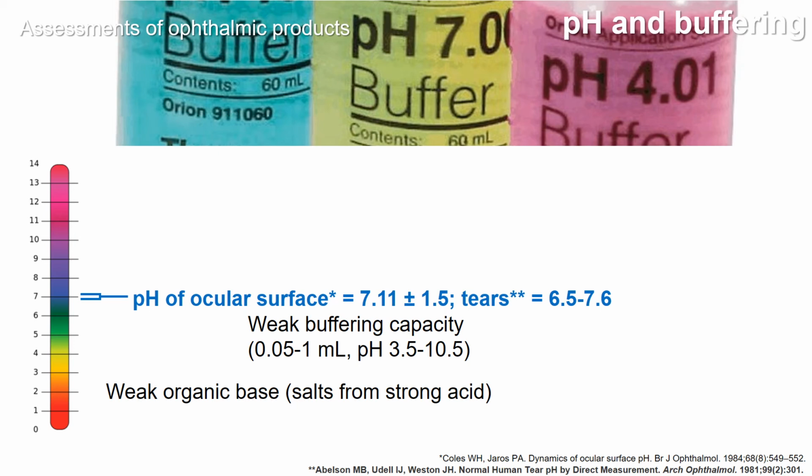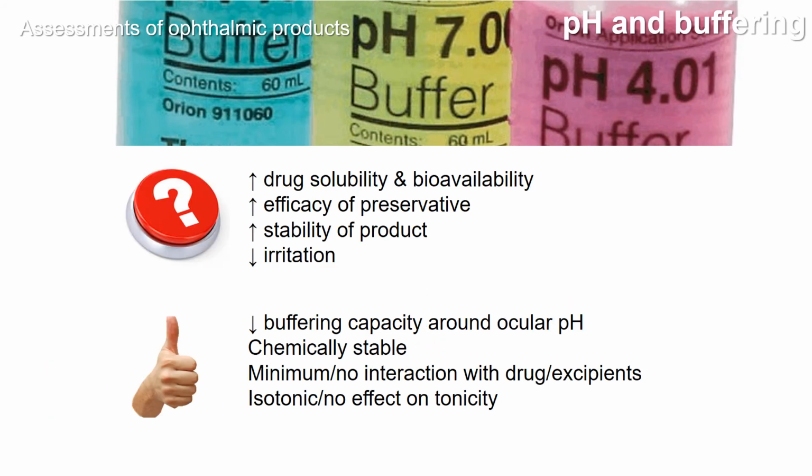In another circumstance, if the ophthalmic product is neutralized rapidly by tears, it does not cause discomfort but it may jeopardize the stability of the drug. It is therefore very important to select the right pH range or buffer for ophthalmic products. Now, you should know the function of a buffer in ophthalmic products. It helps in improving drug solubility and bioavailability, the efficacy of the preservative and the stability of the product, while reducing irritation.